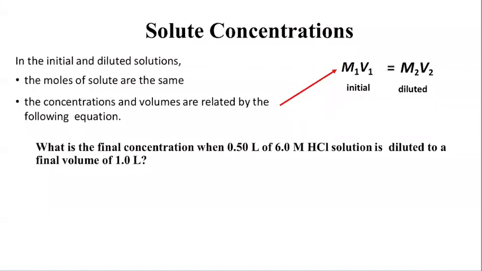So let's go through the following problem. What is the final concentration? And whenever we're talking about final concentration, that is going to mean the diluted concentration, okay? Let me just make that note. So final concentration, let me use my highlighter tool, so final concentration refers to diluted capital M, because remember that the unit for molarity is capital M. So what is the final concentration when 0.50 liters of a 6.0 molar solution is diluted to a final volume of 1.0 liters, okay?